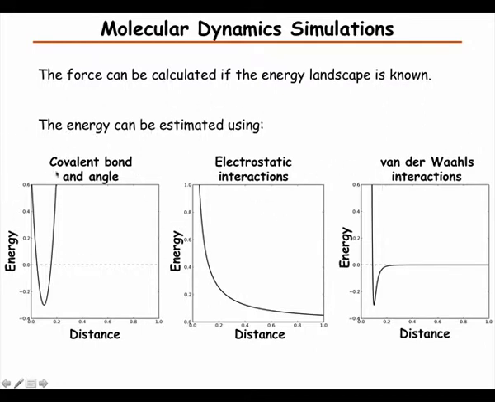For example, for a covalent bond or an angle between two bonds, we can have a harmonic function. Then we of course have the electrostatic function, which goes as 1 over r, which is very long range. And then we have the van der Waals interactions, which has an extremely hard atom core and a small energy minimum. We can also simulate the covalent bond and the angle with a more realistic potential where it's actually possible to break the bond.